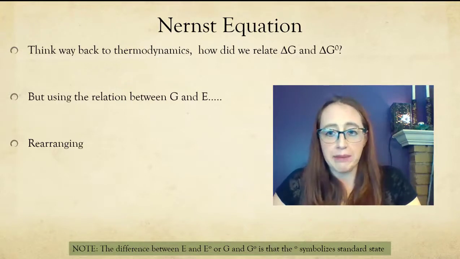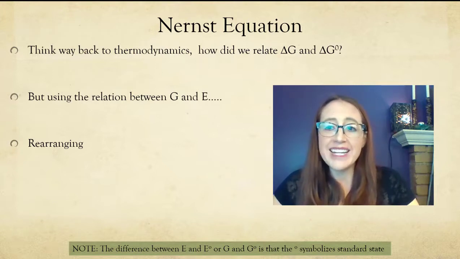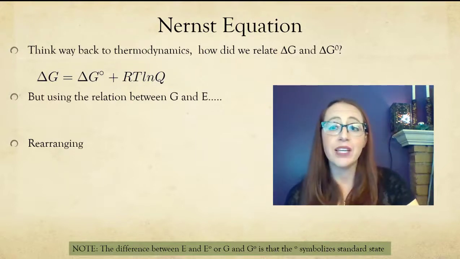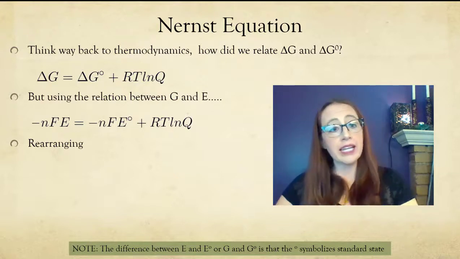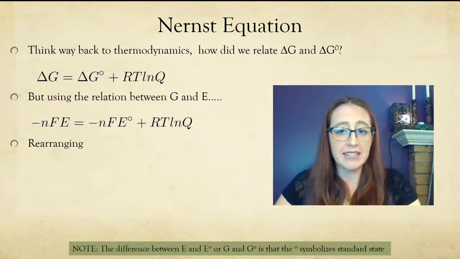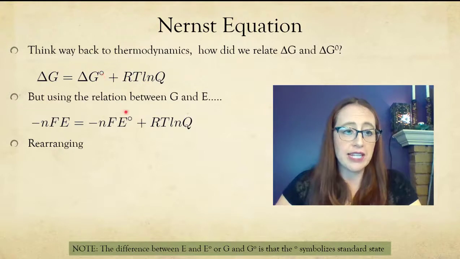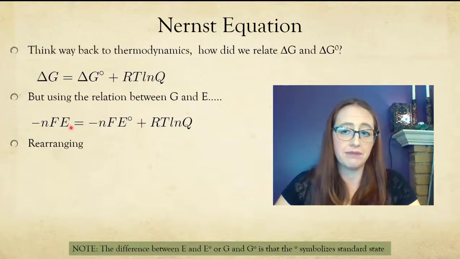When we were back in thermodynamics, we had an equation that related standard Gibbs free energy to those at other conditions. We now can take that equation and fill in our new equation, which relates G and E. And this gives us an equation for E at non-standard states. So now that we've done this, we have filled in negative nFE for both conditions, noticing that we have standard state voltage for one and non-standard state voltage for the other. Since this was G at standard state, this is going to be E at standard state. Since this is G at non-standard state, this is going to be E at non-standard state.